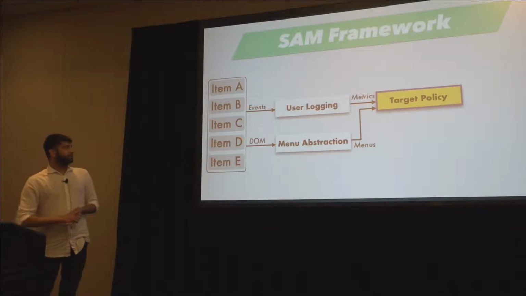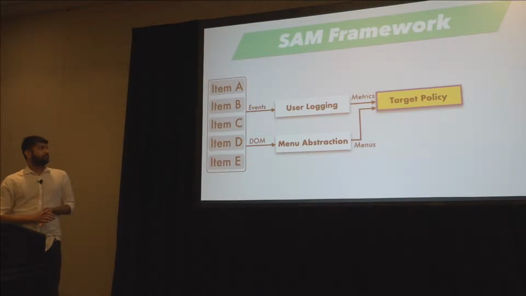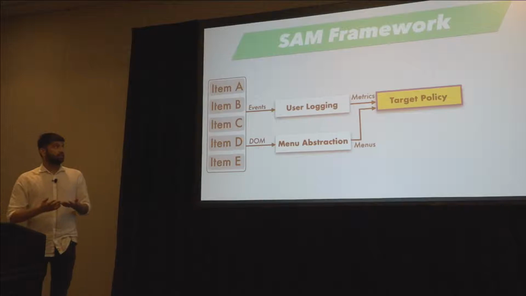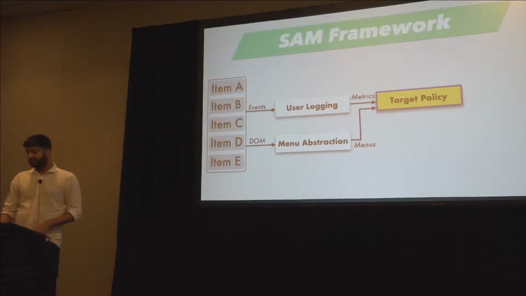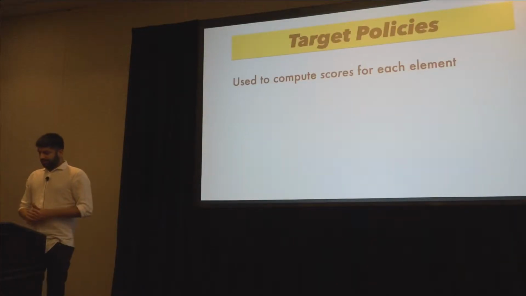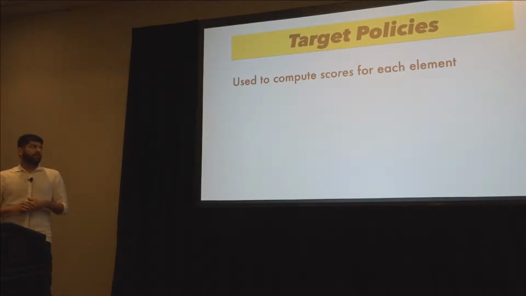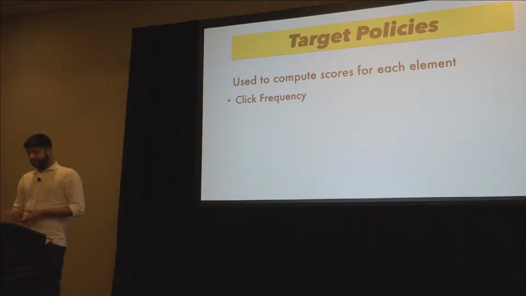And in the next stage, we use this user logging and the abstraction of the menu to finally implement the target policy, which computes scores for each element. And in SAM, we've already implemented a few different target policies from literature, such as click frequency, which is basically the number of clicks on a menu item.